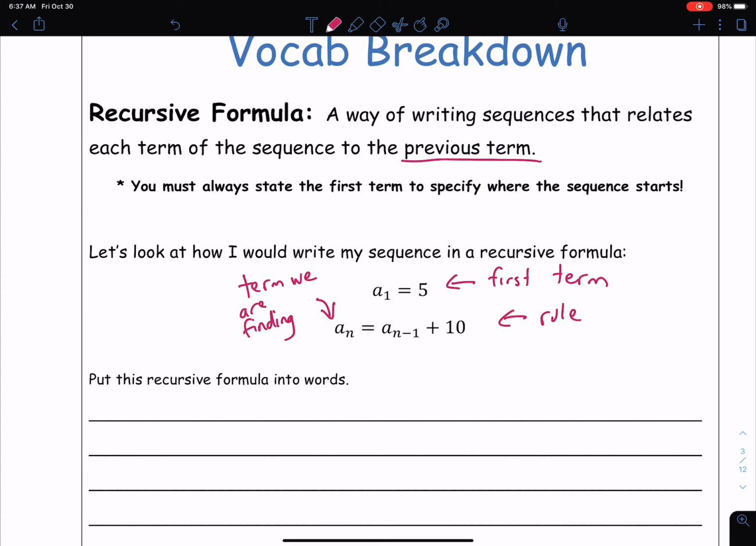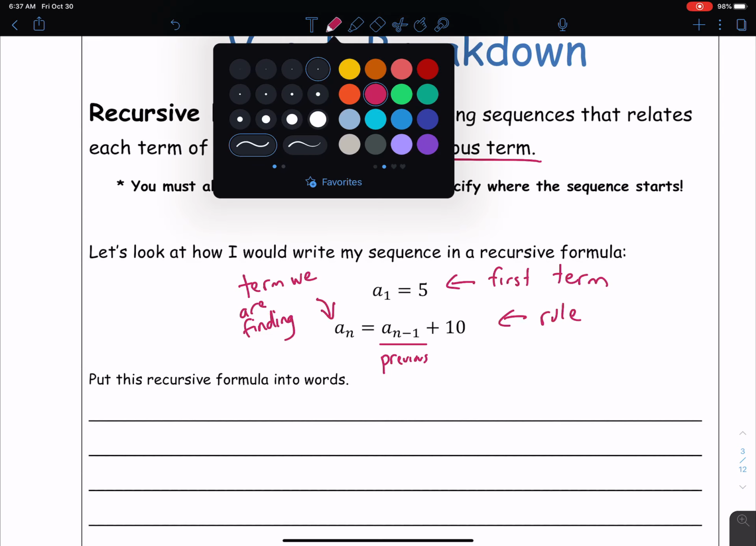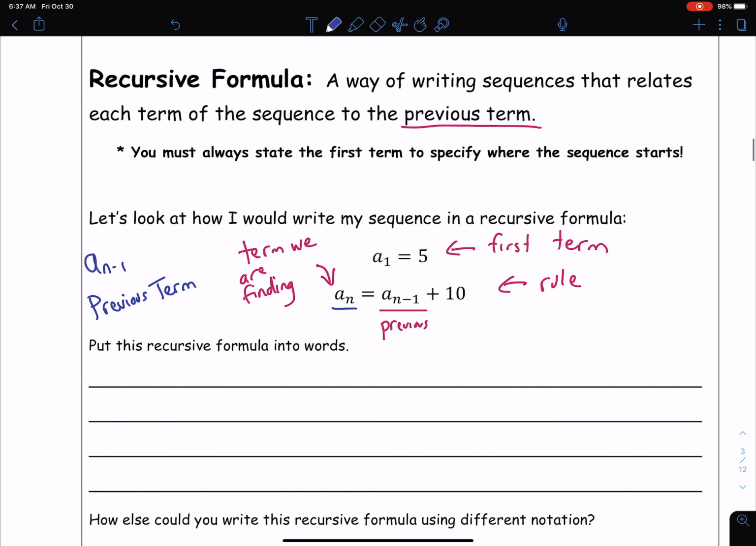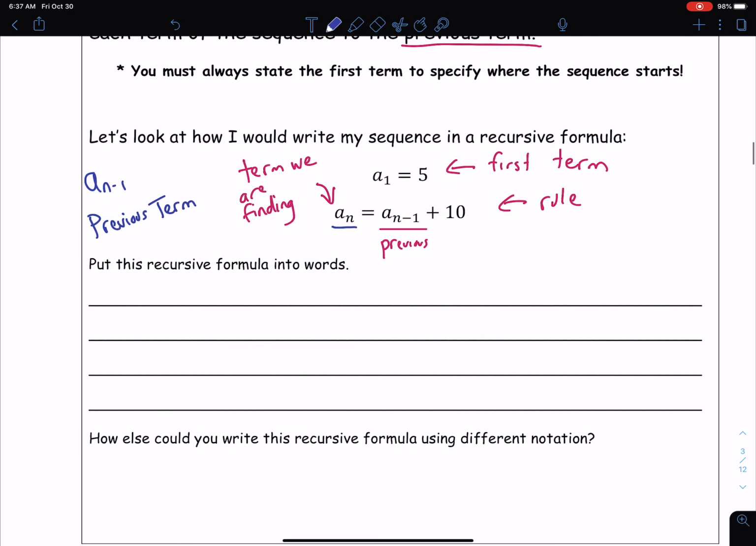And then you take A of n minus 1, which is the previous term, and we add 10. So that's really big. I want to make sure you guys understand that A of n is the term we are looking for in this instance, and then A of n minus 1 is always the previous term. That's a very important notation. So let's put this recursive formula into words.